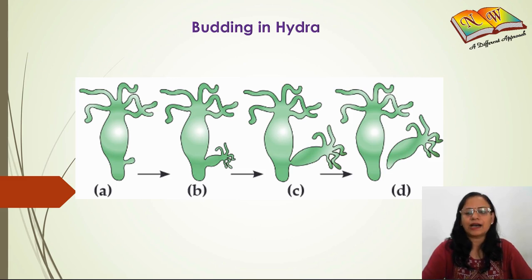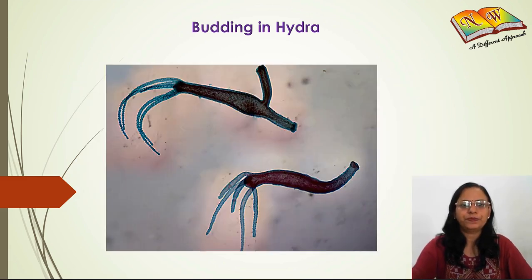Let us see how this would look under the microscope. So if seen under a microscope, you will see structures like this. So this is the parent hydra with its tentacles, and this is the bud that has been formed.